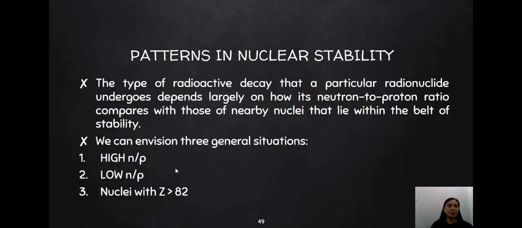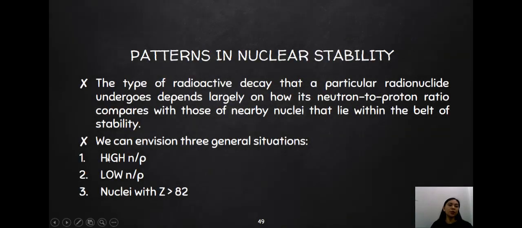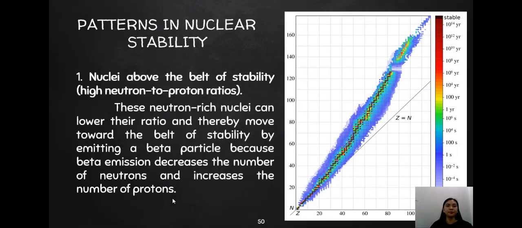So ibig sabihin po, pag high yung kanyang neutron to proton ratio, nandito siya, dito po siya sa side na to. Di ba? Above the belt of stability. If the neutron to proton ratio is low, nandito po siya sa baba. So that's the belt of stability. And special cases are those radionuclides having an atomic number greater than 82. So let's go through each one of these.